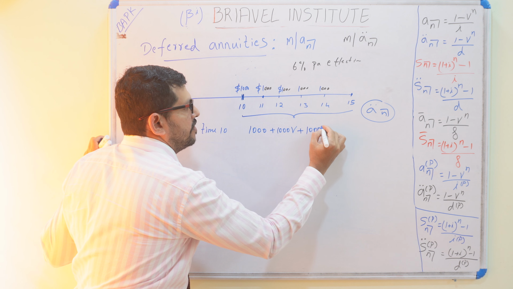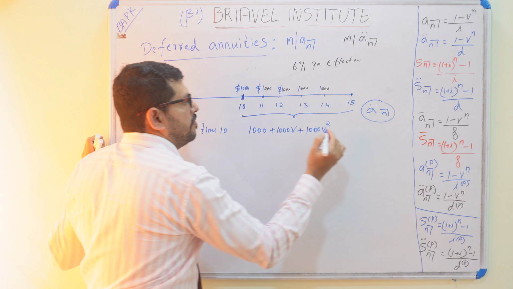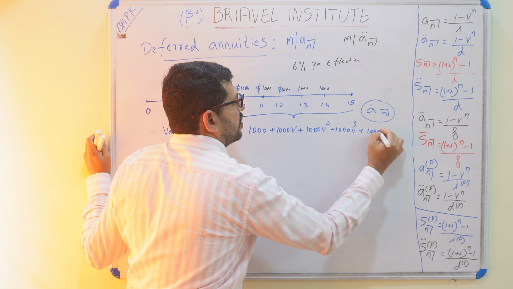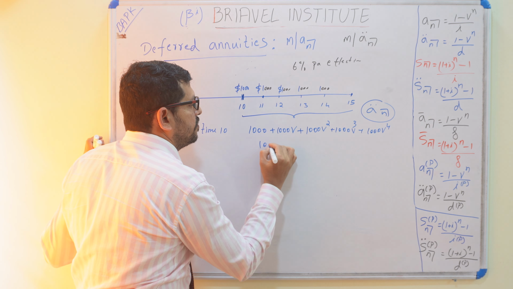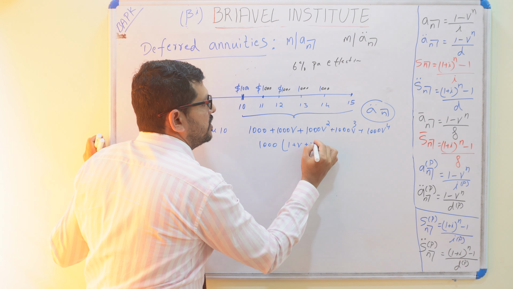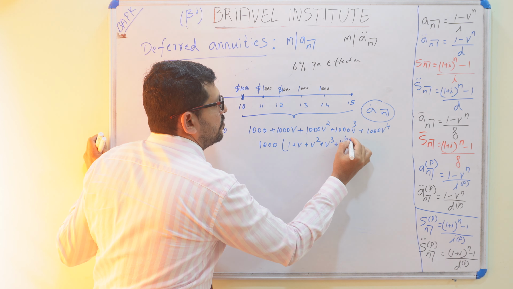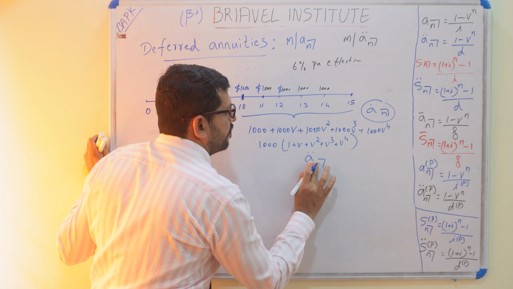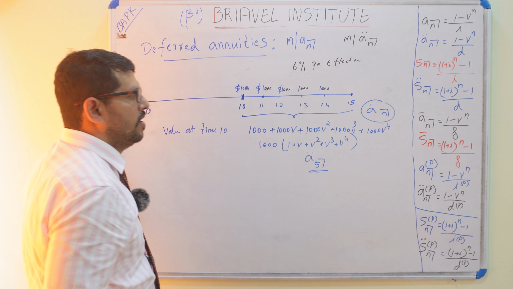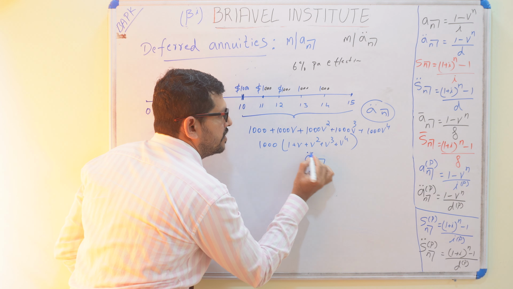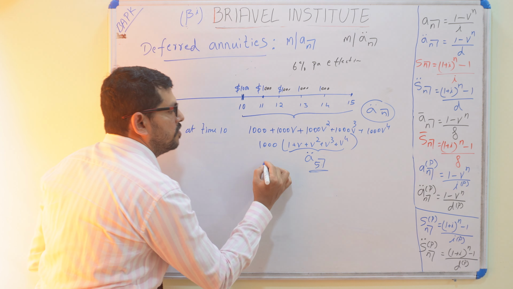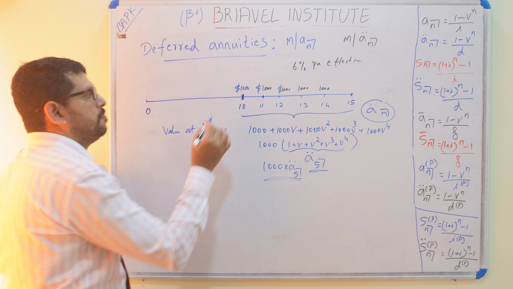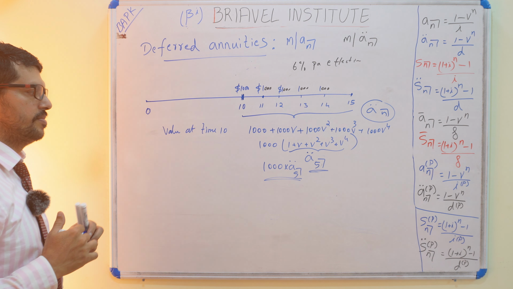So what will be 1000 V square? This 1000 is taken to time 10. 1000 V cube plus this 1000 V raised to 4. So this one we can write 1000 times 1 plus V plus V square plus V cube plus V raised to 4. So this we can write as a due 5. So this is a due 5. So 1000 a due 5. This is the way up to here, we find out up to here only.